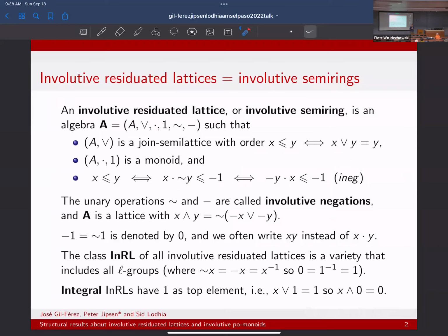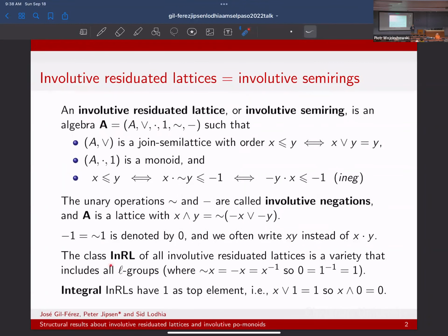And then it means that you can define a meet, because the unary operations turn the lattice or the semi-lattice upside down. And so you get a meet on the same order, and that's a lattice. In particular, it doesn't matter that in the definition here we used -1 instead of tilde 1. They turn out to be the same, and they will be denoted by 0, as is traditional in residuated lattices. And also we leave out the dot, of course, when we write terms.